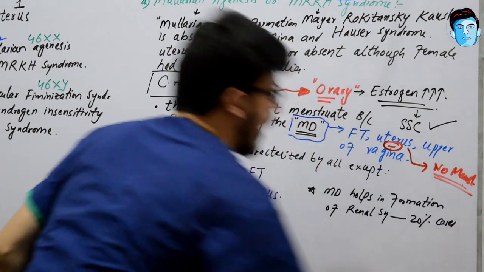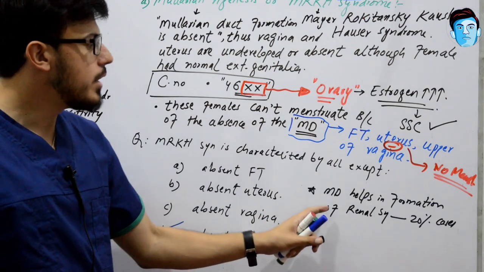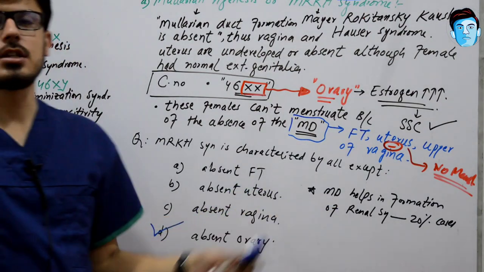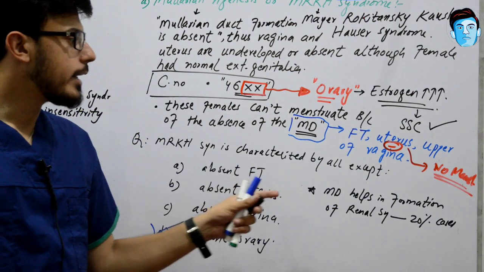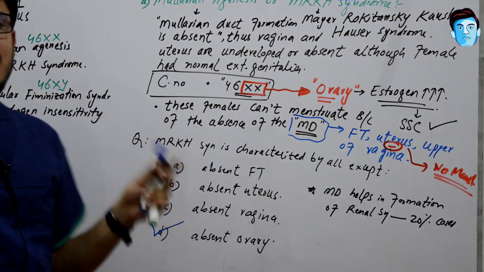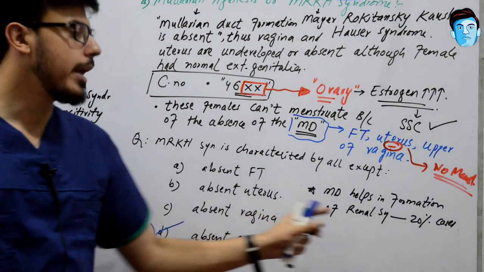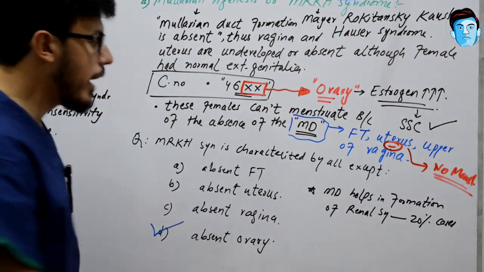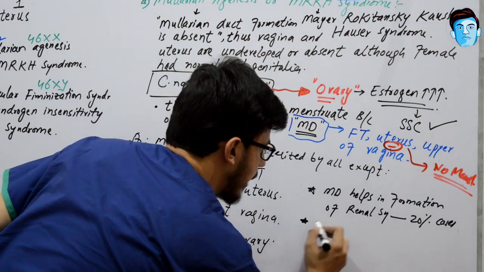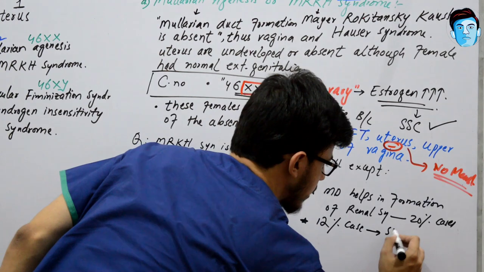So it means in Mullerian agenesis, if the Mullerian duct is absent, the formation of the renal system will be impaired. In that condition, there will be a horseshoe-shaped kidney. So in MRKH syndrome, which clinical sign is seen in the renal pathology? That is the horseshoe-shaped kidney. And it is also documented that in 12% of cases, it is associated with skeletal abnormalities.